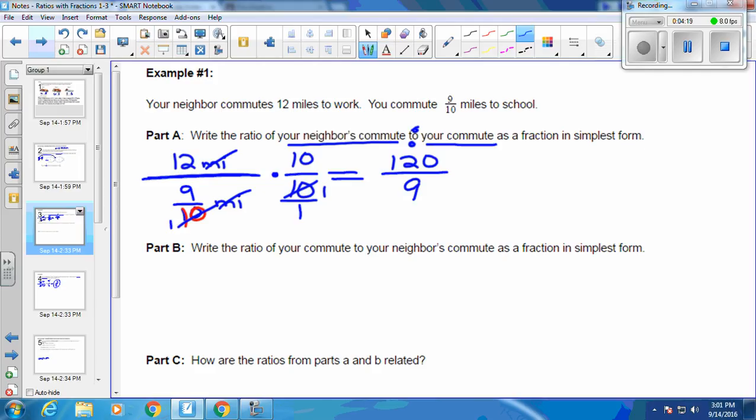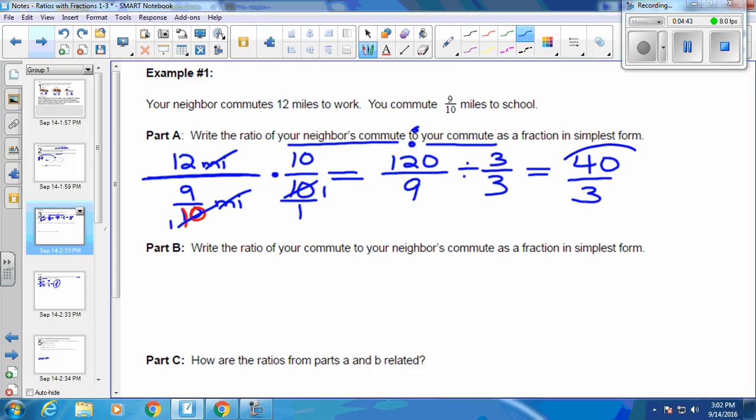That is not in simplest form. I can divide both of these numbers by 3. I know that I can divide them both by 3 because 120, the divisibility rule for 3 was if I add up the digits and the sum is divisible by 3, the whole number is divisible by 3. So 1 plus 2 is 3, plus 0 is still 3, so I know I'm divisible by 3, and I will get 40/3.